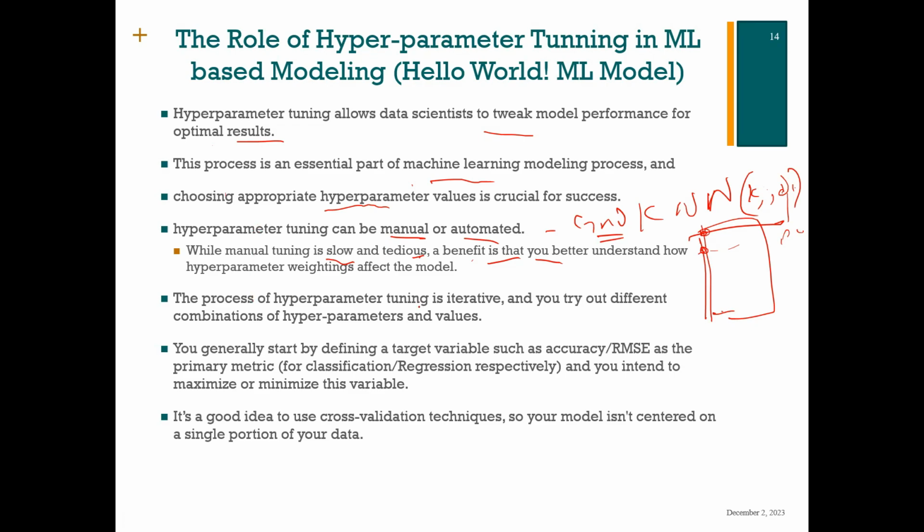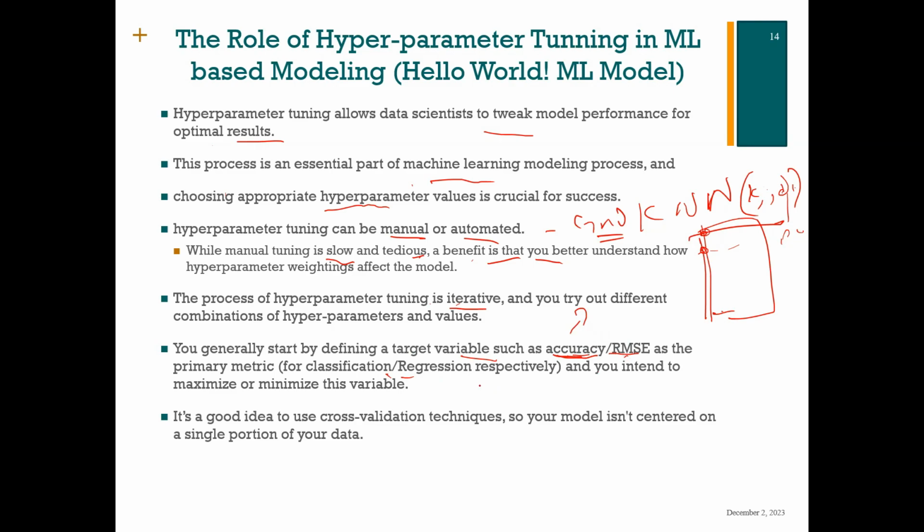So the process of hyperparameter tuning is iterative, and you have to try out different combinations of hyperparameters and values. Generally you start by defining a target variable such as accuracy. So you have to identify what you are going to use to determine when to stop, when the value is okay. You can choose accuracy and root mean square error for classification and regression respectively. Maybe I'm dealing with classification; the accuracy could be what I'm going to be checking, as it moves up. While for regression, I might be checking the root mean square error.